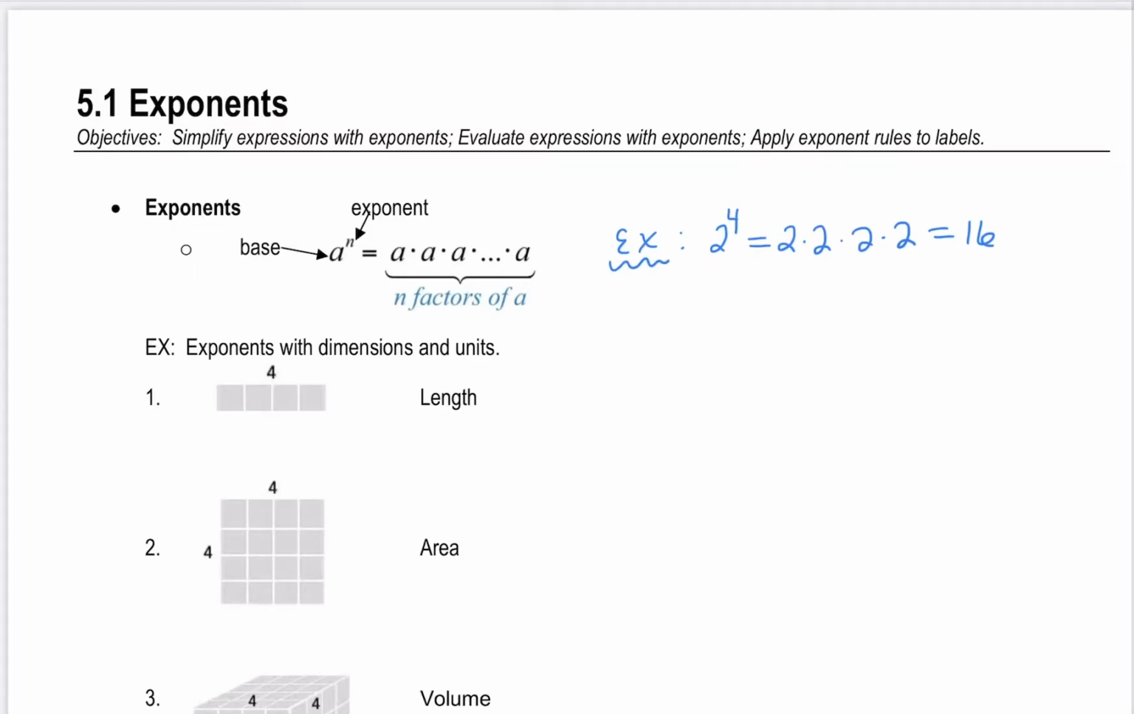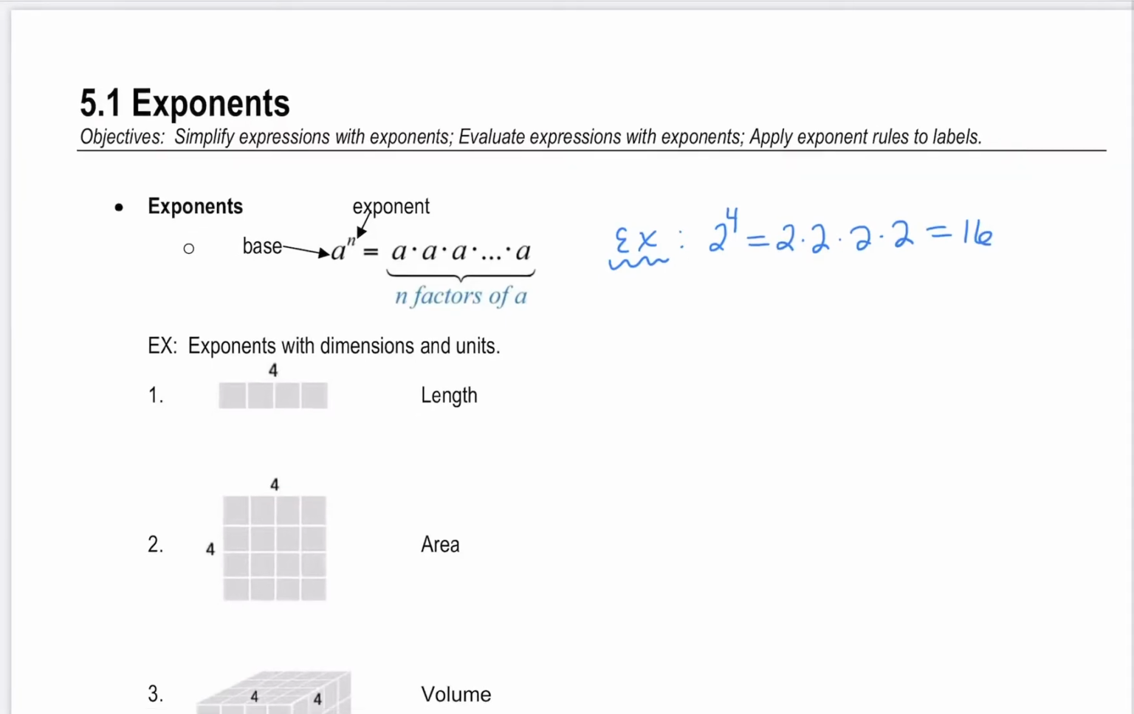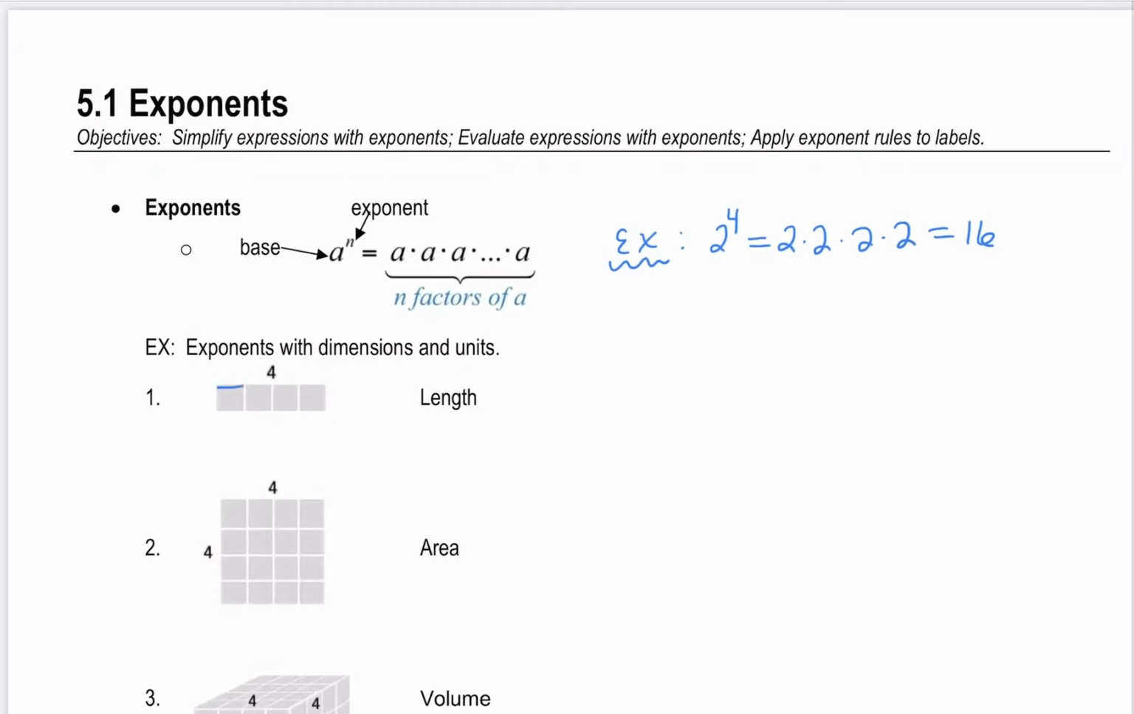So let's take a look at something here and talk about the relationship and how we can use exponents to think about units or labels when we're talking about things like a length or an area or a volume. Suppose we were to talk about the length going across this, I have these squares here. The length, we can visually see here, is 4 units.